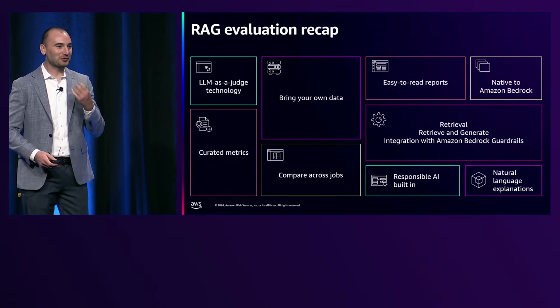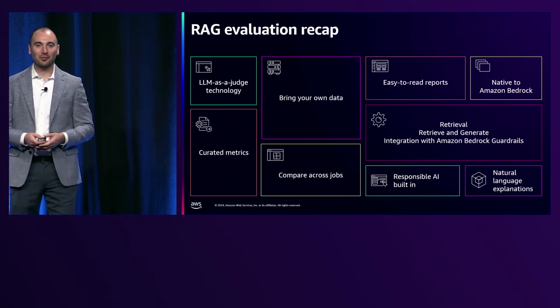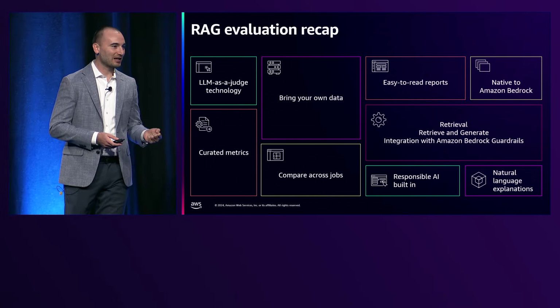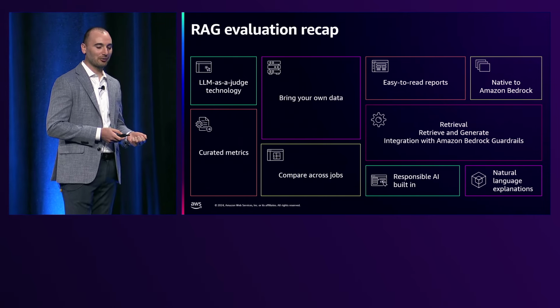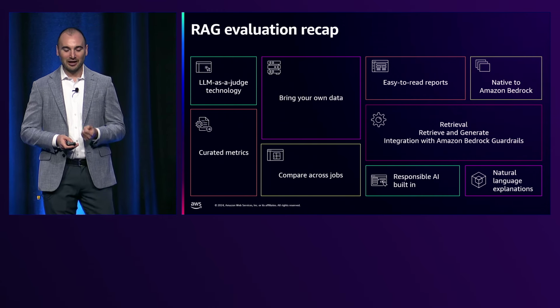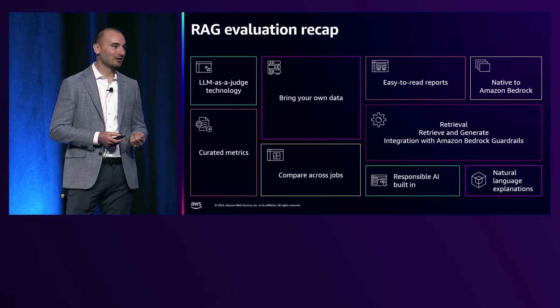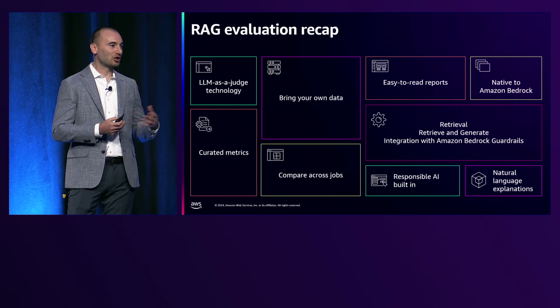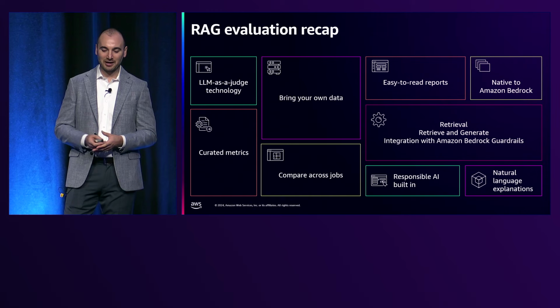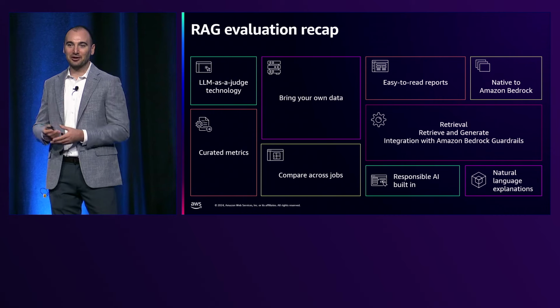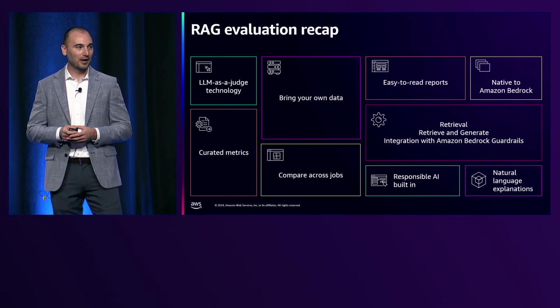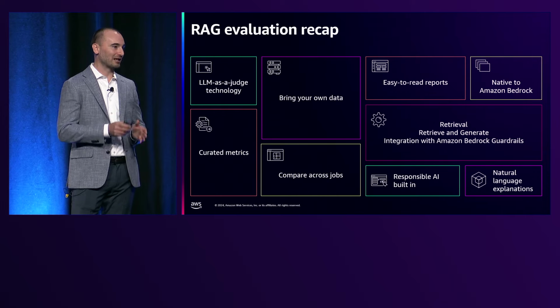All right. Thank you, Shailendra. Great demo. So you can see just a piece of what you can do with these tools. Let's recap our RAG eval, powered by LLM as a judge. You can evaluate retrieval by itself, or you can evaluate the end-to-end RAG, retrieve and generate. You can integrate with Amazon Bedrock Guardrails and bring your own data for a more relevant evaluation. We've got easy-to-read reports, all normalized scores from 0 to 1. The judge prompt templates are available in the documentation for transparency. You can compare across jobs so you can understand how to iterate to make your application useful for you and useful for your users. And all of this is built directly into Amazon Bedrock itself.